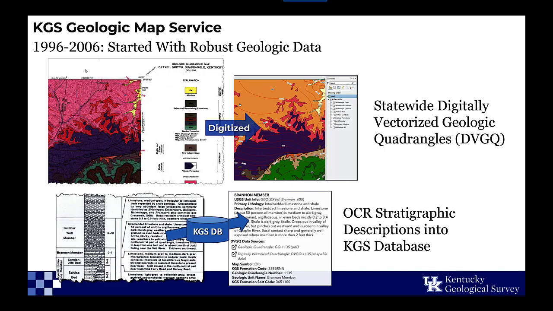At the same time, we also made the decision to scan in the stratigraphic descriptions from the columns on the side of the geologic map, and we used OCR to import those into the KGS relational database and related those to not only the map units, but also their stratigraphy, and created a database of the stratigraphy that you would encounter in Kentucky. Thereby, you can query the geologic map, bring back information about the geologic unit, and query the database with that information and bring back the description from the original GQ.